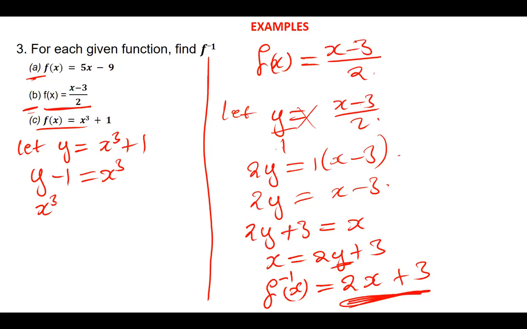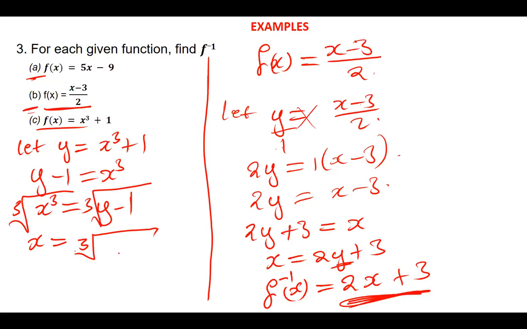So let me write it this way. x to the power 3 is equal to y minus 1. So we say the cube root of that, and then the cube root of that. The cube root of x to the power 3 will just be x. And then the cube root of that will just remain the cube root of y minus 1. Hence, f inverse of x will therefore be equal to the cube root of, where there is y, you put x minus 1. So that is the answer. That is exactly what we are supposed to do when you've been asked to find the inverse.